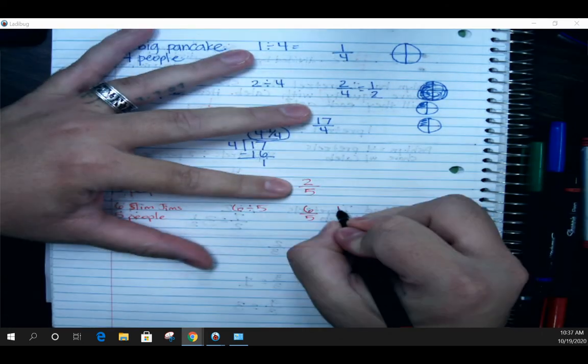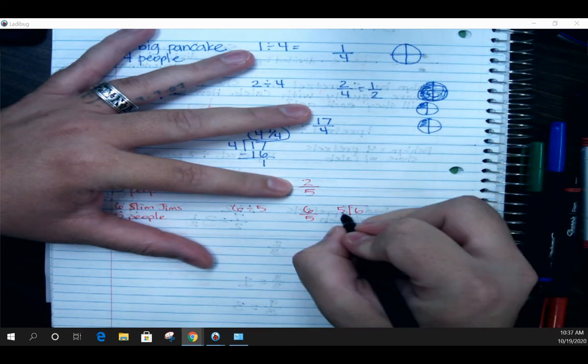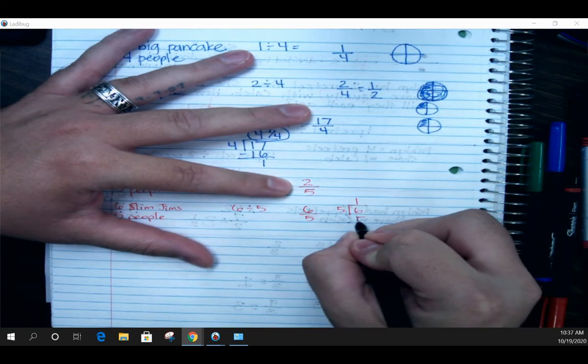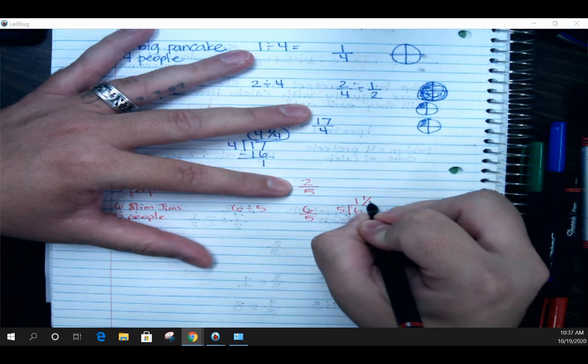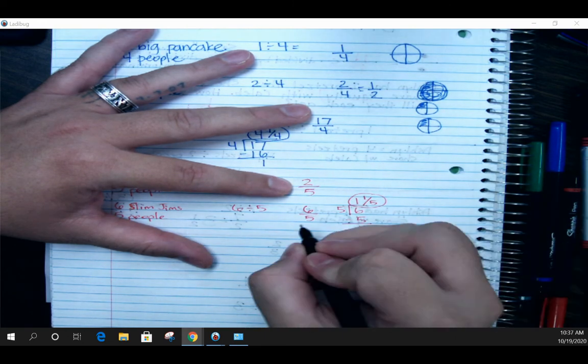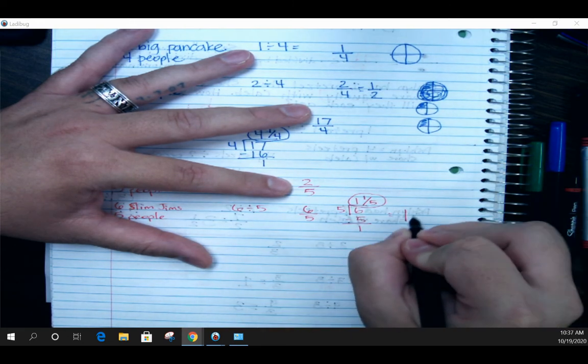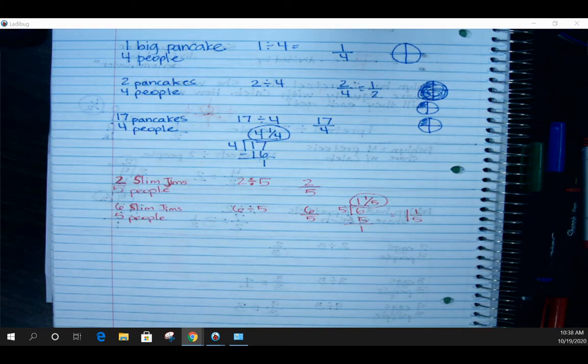But you are just starting 5th grade. So you can say 5 goes into 6 one time. 1 times 5 is 5. 6 minus 5 is 1. 1 and 1/5. 6/5 equals 1 and 1/5.